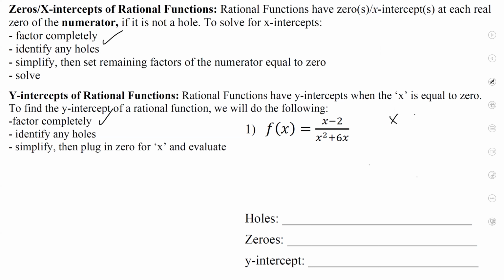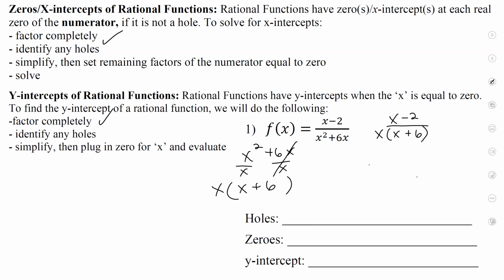The numerator is already factored. How do I factor the denominator? We're going to divide the denominator by x because each of these have an x. When I divide by x, x goes on the outside. What is left over? So now I have x times x plus 6. Now it is factored completely.